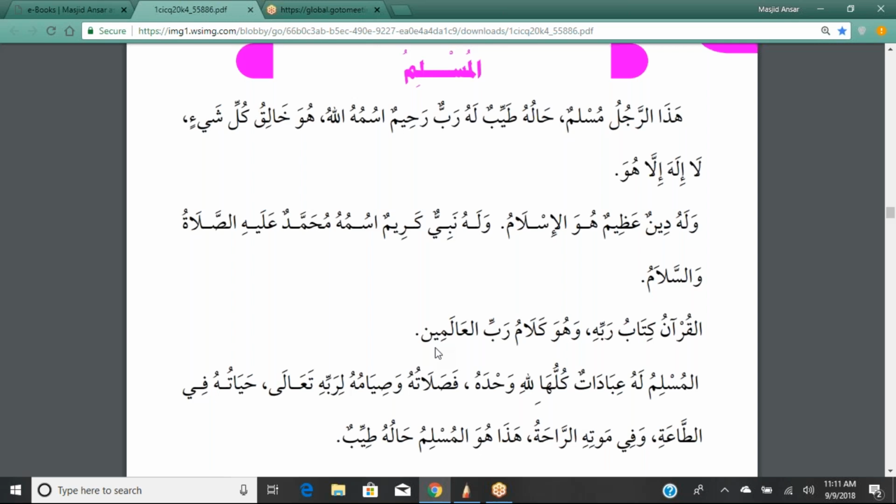وفي موته الراحة. And in his death is comfort. هذا هو المسلم. This is the Muslim. حاله طيب. His situation is good.